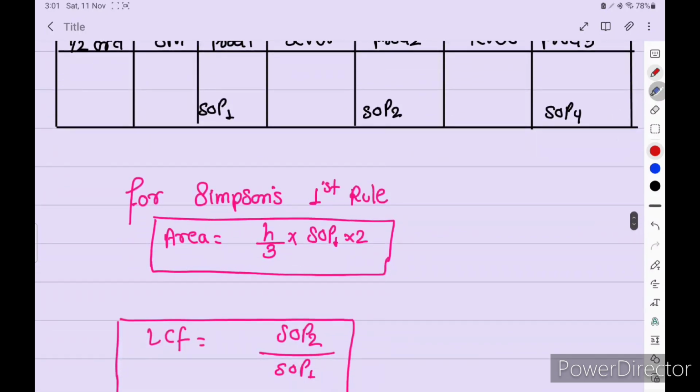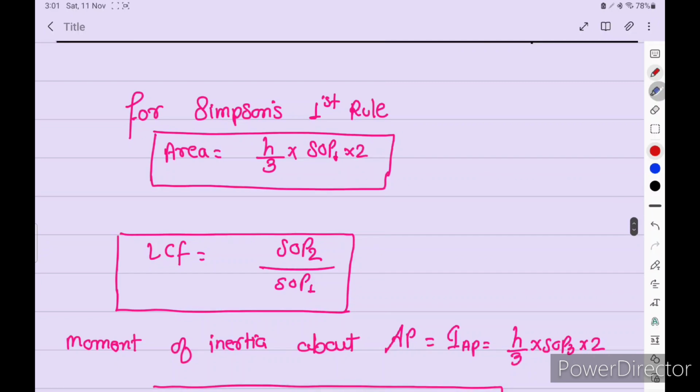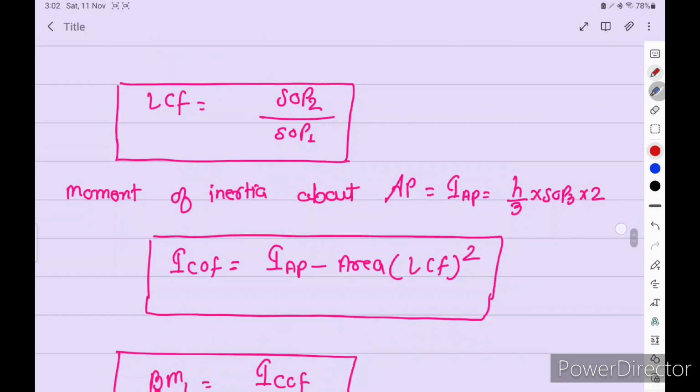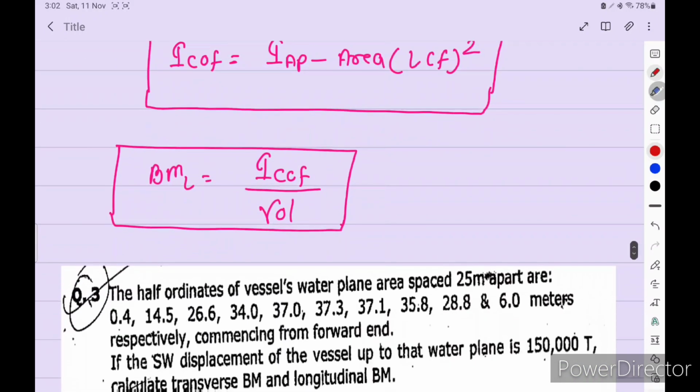For Simpson's first rule, area is equal to h by 3 into SOP1 into 2, because we are taking the half ordinate, so total into 2. LCF is equal to SOP2 upon SOP1. Moment of inertia about the after perpendicular, IAP, is equal to h by 3 SOP3 into 2. So ICOF is equal to IAP minus area into LCF squared. So BM longitudinal is equal to ICOF upon volume.